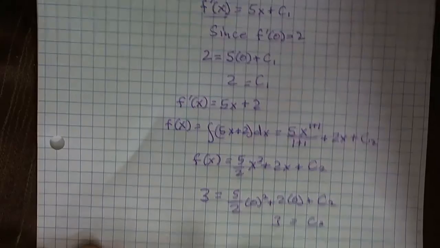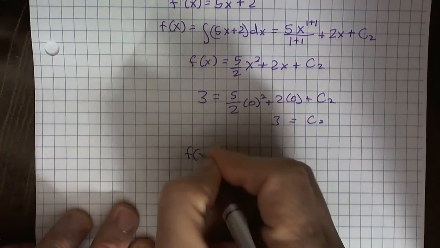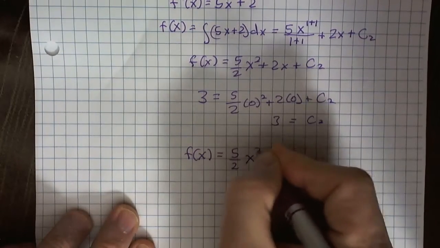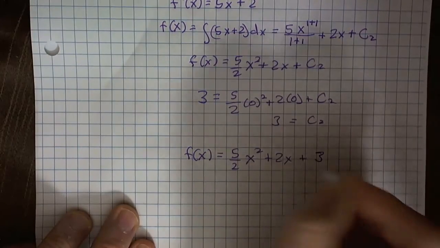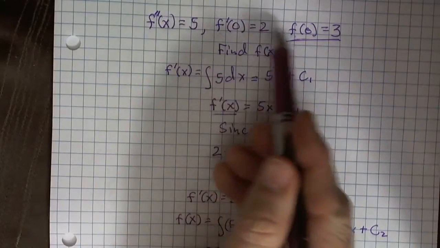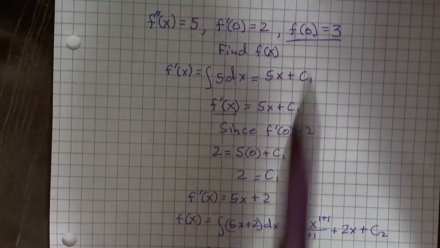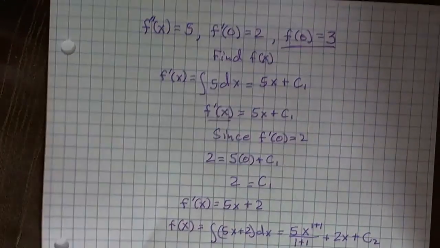There we have it. Now, dig this. We've got f of x is equal to 5/2 x squared plus 2x plus 3. There. So notice that we started with this bit of information, and we just opened up that can of integration, poured it all over, poured it on this one, and that led to this, right? And we were able to use this initial condition right here to figure out what the constant was.